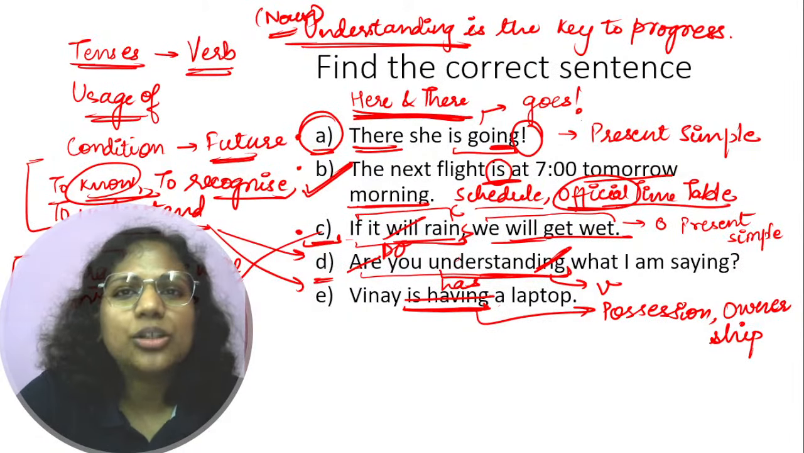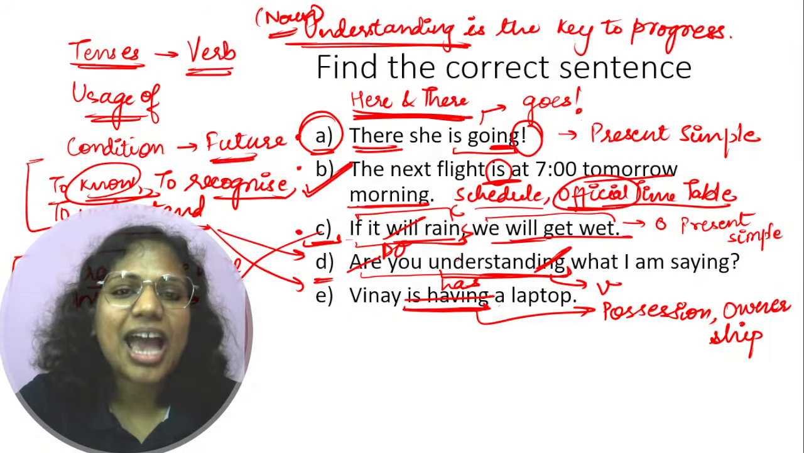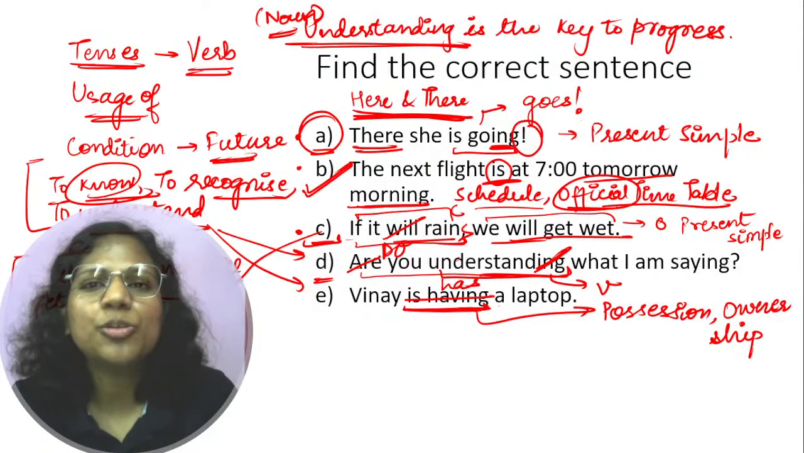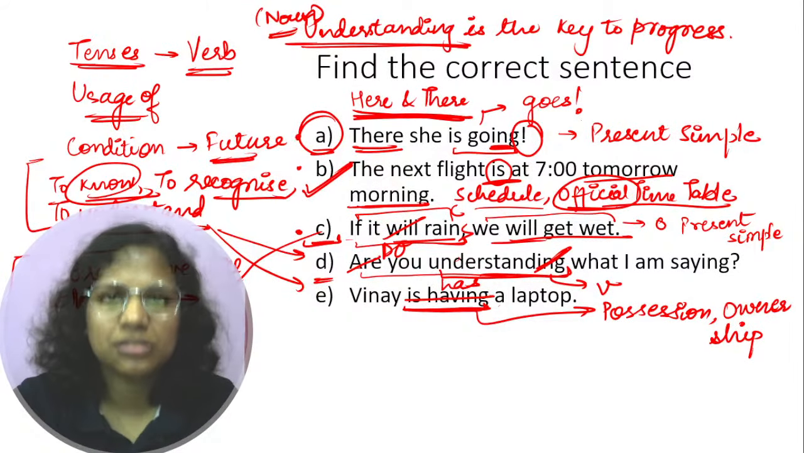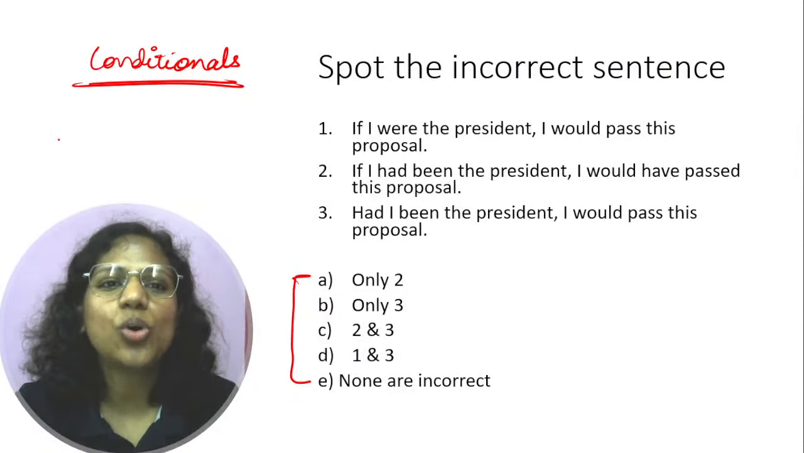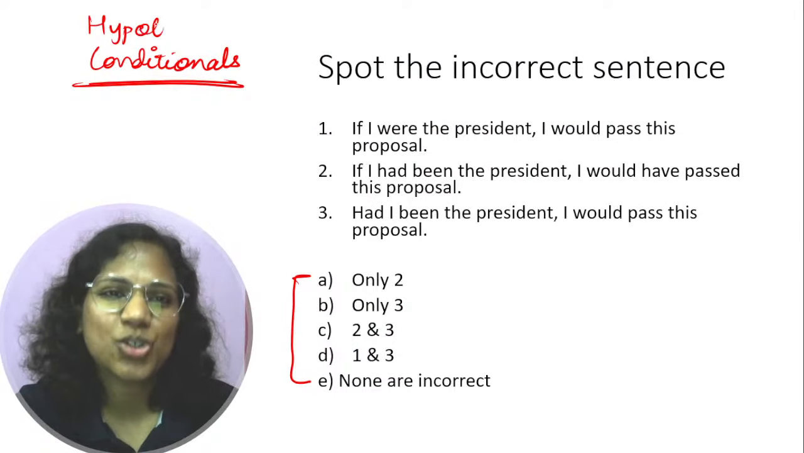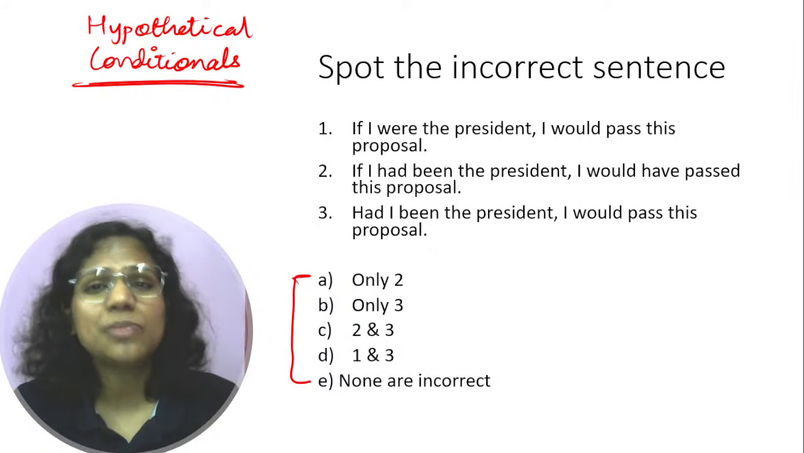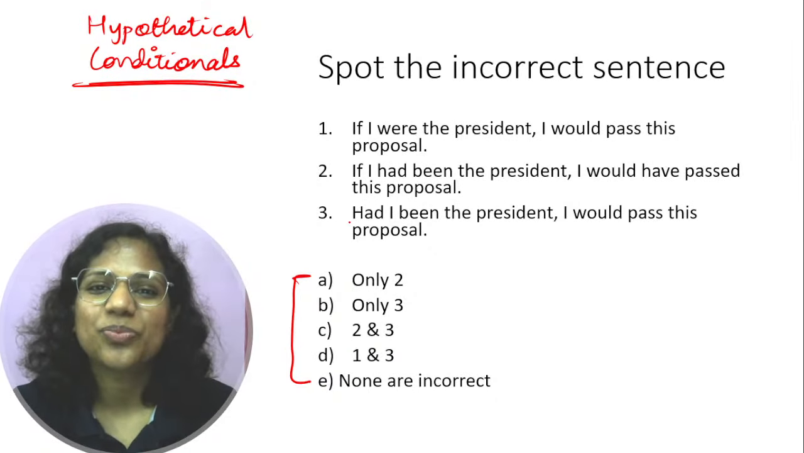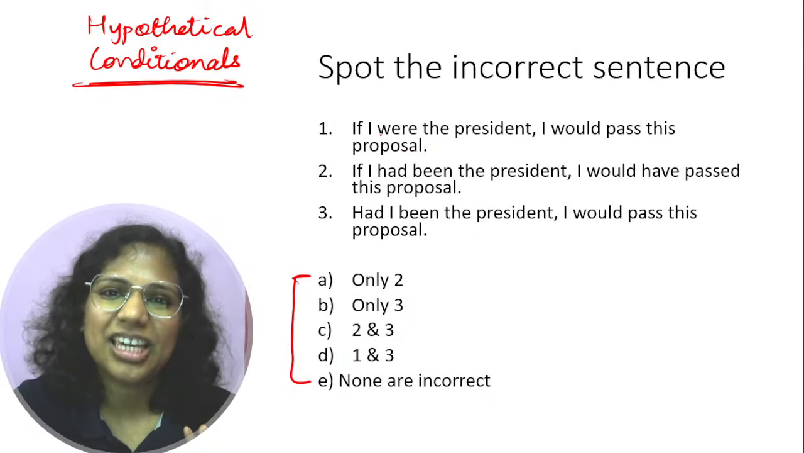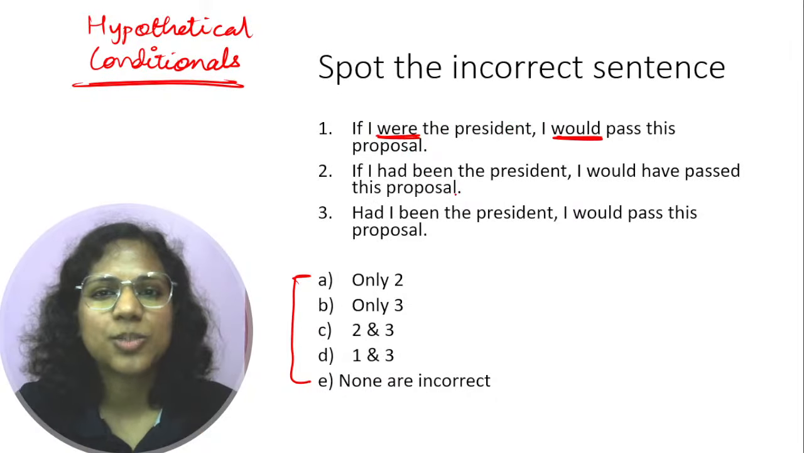But the question is, what kind of a conditional is this? This is an actual real conditional. It's something that is possible in reality. In reality it's possible that if it rains, we will get wet. It's a real possibility. Now, the question that we are dealing with is about hypothetical conditionals. If I were the president, I'm just imagining this. I am saying, if I were the president, I would pass this proposal. If I were the president, I would pass this proposal.